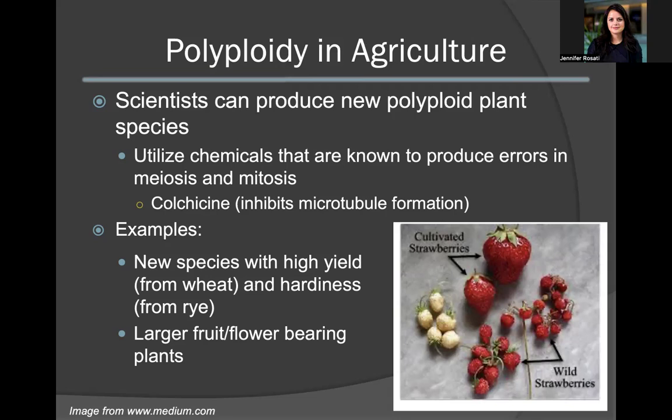Scientists do this by utilizing various chemicals that are known to produce errors in meiosis and mitosis. An example is colchicine, which is a chemical that is known to inhibit microtubule formation. By inhibiting the proper formation of microtubules, you are inhibiting the proper segregation of these chromosomes during these processes, thus resulting in a polyploid plant. A good example here is seen in strawberries. Wild strawberries are much smaller than our cultivated strawberries, which are considered to be polyploid.